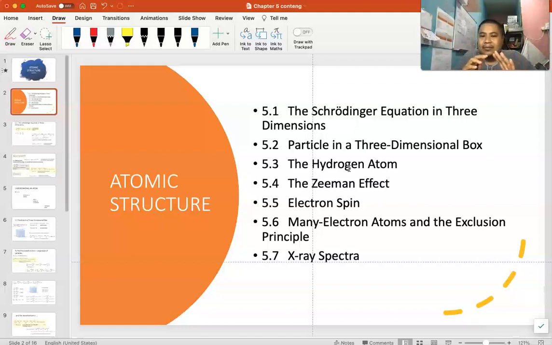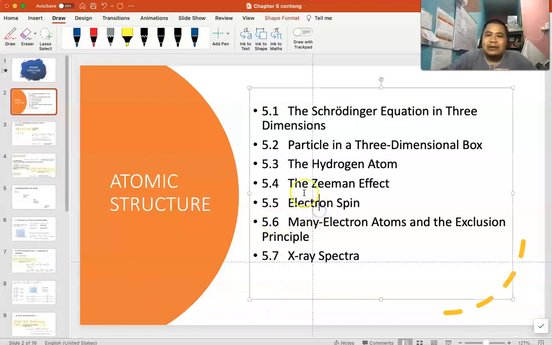And then we go to the Zeeman effect, where the electrons behave differently in a magnetic field. From that, we will understand what is happening to the electron inside the atom. So from that, we know that we will have electron spin for chapter 5.5. So electron spin. You may also have learned it in chemistry, right? You have electron spin, but we want to know where it comes from.